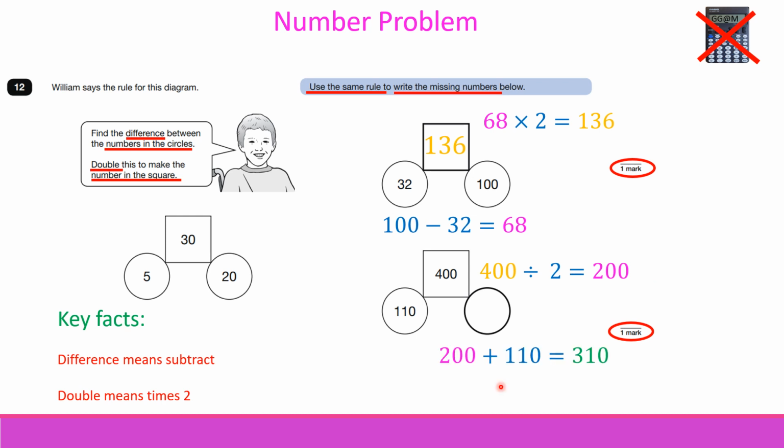So that means if I take my 110 plus my 200, which is the difference between them, that will give me the answer in the box here, in the circle. So 200 plus 110: 200 plus 100 is 300, the 10 just remains, so your answer is 310 for your second mark on this question. Give yourself a big tick if you got this correct. Great work, well done.